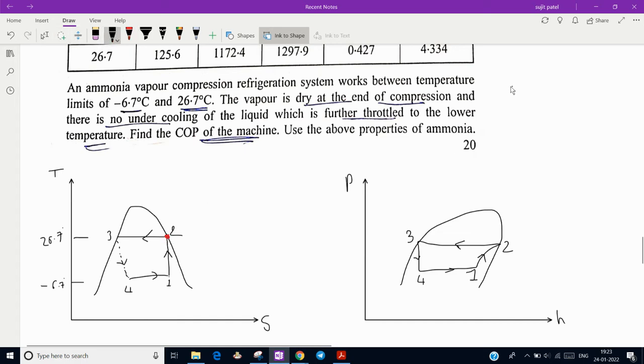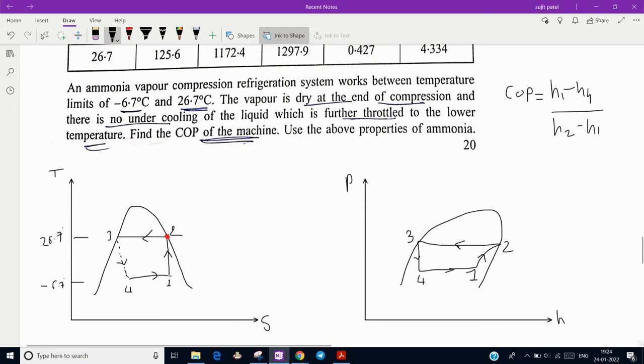So we know the COP formula if the enthalpies are given. COP is what? The amount of refrigeration effect, that is H1 minus H4, divided by compression work. So COP is equal to H1 minus H4 divided by H2 minus H1. Okay, sorry, it is H2 minus H1. So now we will find all the enthalpy values at all the corresponding points.